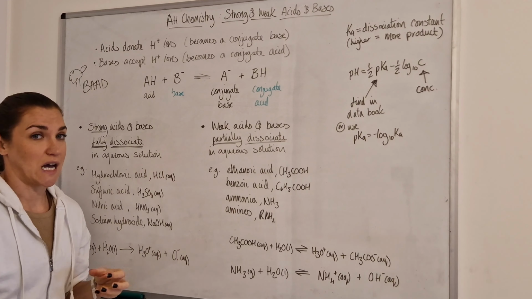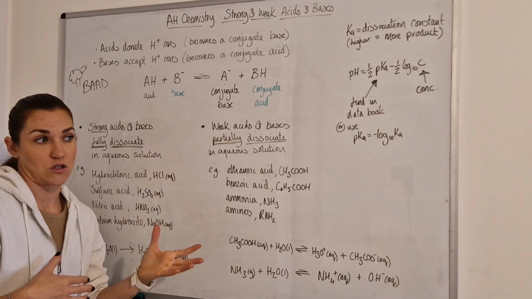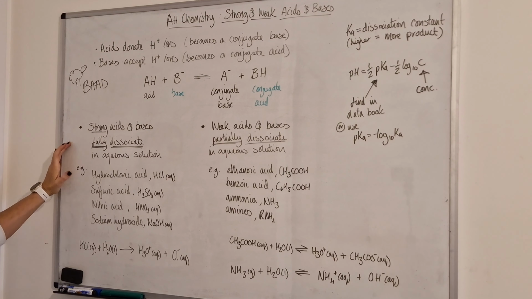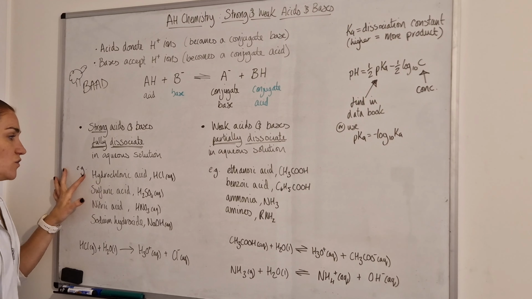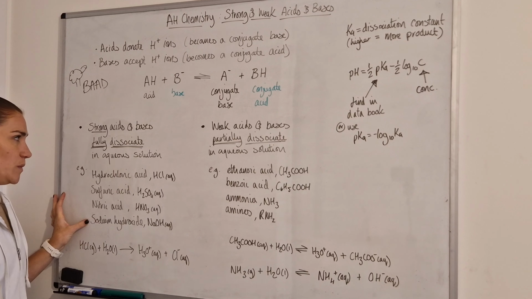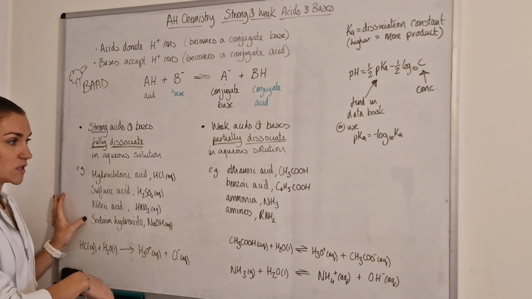They'll just tell you what the acid is or what the base is, and you have to know, okay, that's a strong acid, or okay, that's a weak base. So the ones you'll mostly come across: for the strong acids, you've got most of the common lab acids, hydrochloric acid, sulfuric acid, nitric acid, and then for the bases, basically any of the bases you come across are strong ones like sodium hydroxide.